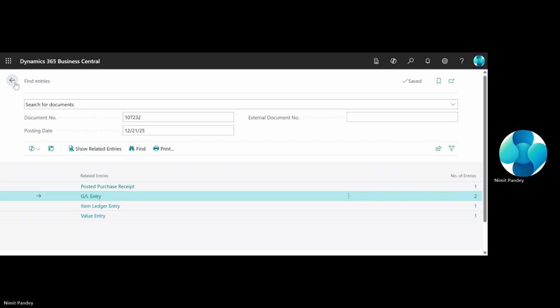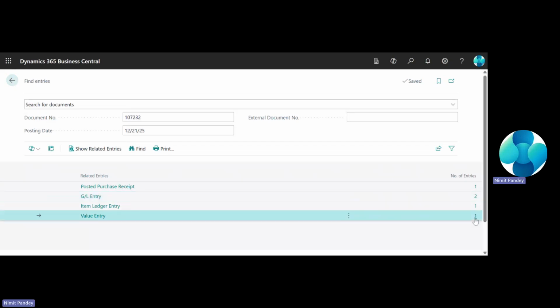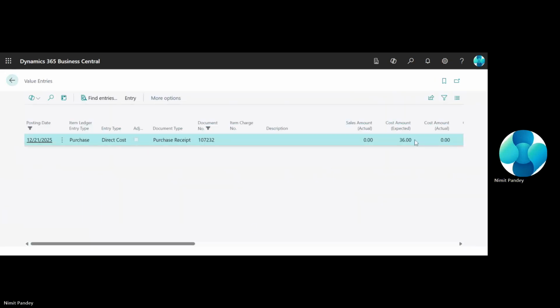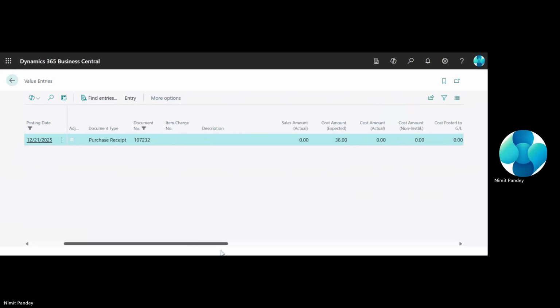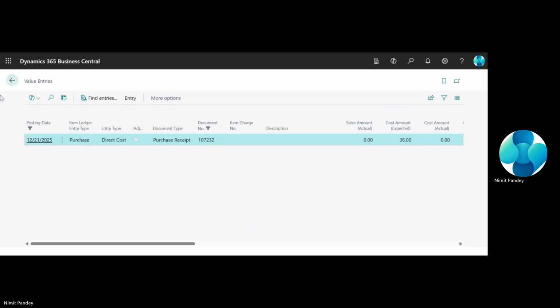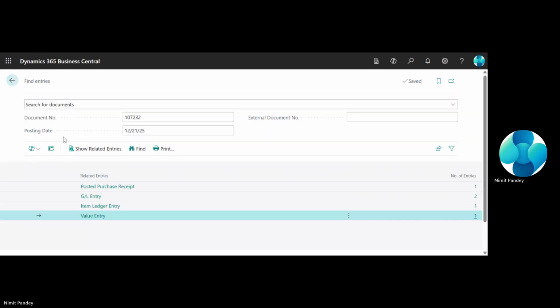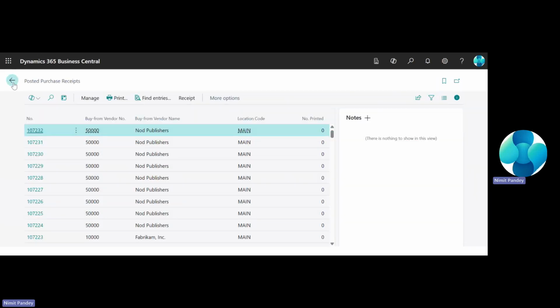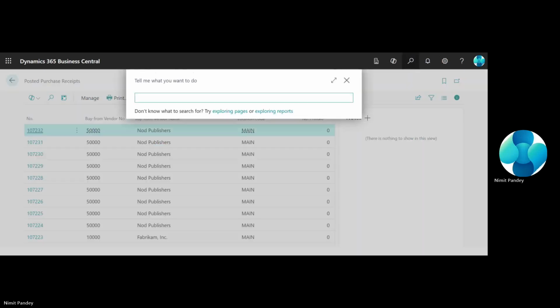And the system, we will go to value entry, and the system updates the cost amount expected. And the same for a shipment also, the system will create the same entry.